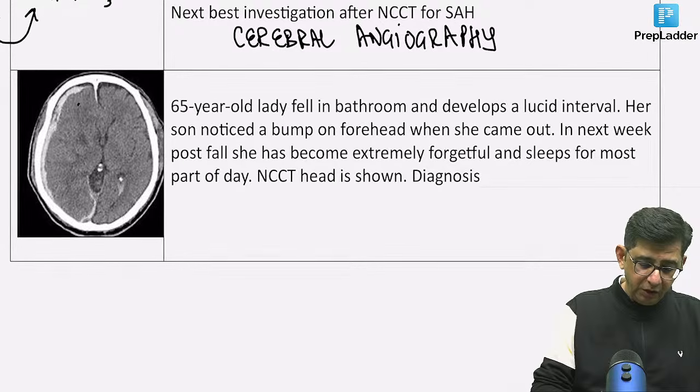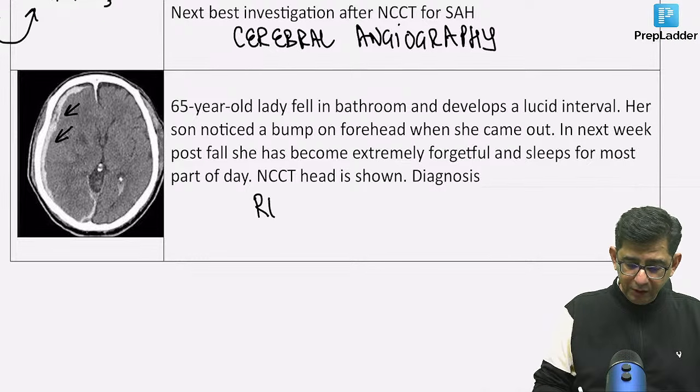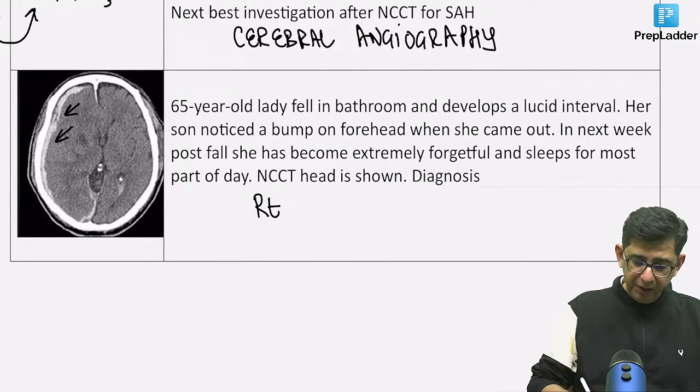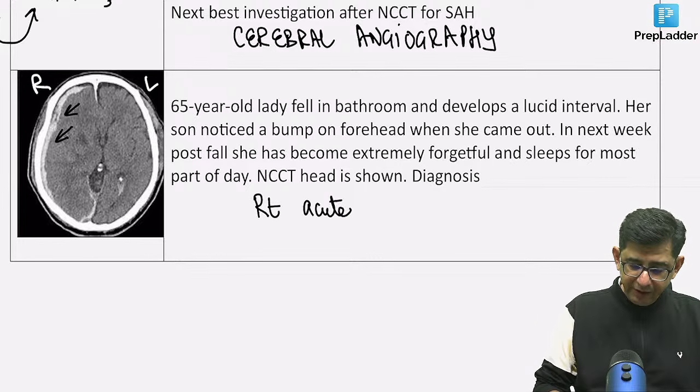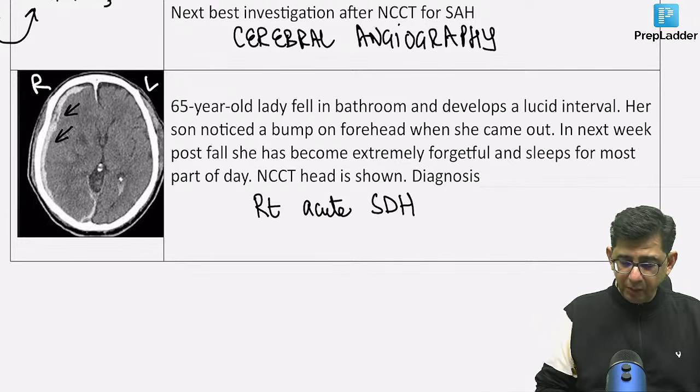Yeah, you can see the concavo-convex bleed in this case, very classical. So your answer has to be complete. This is left, this is right, this is left, this is right. So you'll say this is right-sided. Then you will say acute because the bleed is white in color. And then you will say the person is having a right-sided acute subdural hemorrhage.